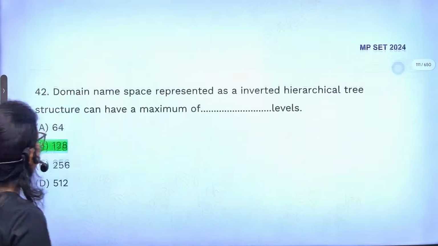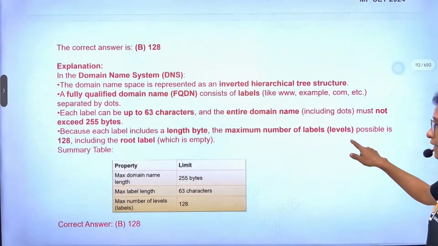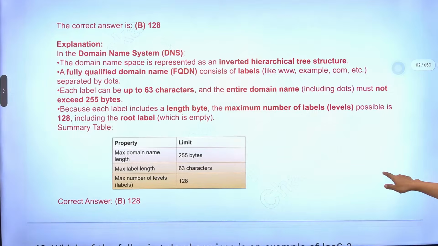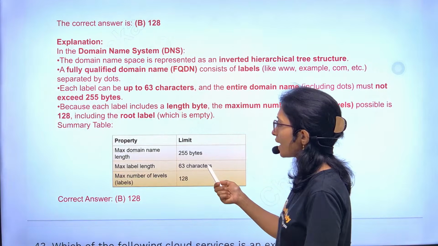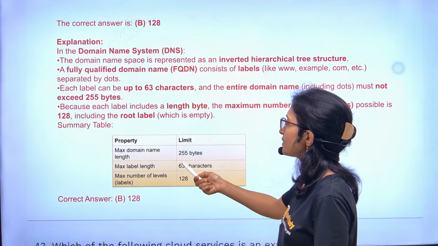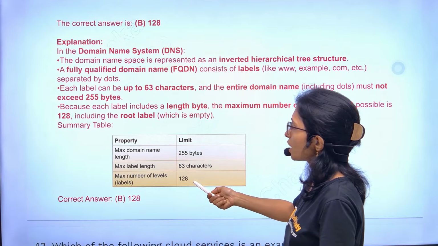Yes, here it can have 128. Why 128? Because the DNS, domain name server, represents the inverted hierarchical tree structure. A fully qualified domain name, that is FQDN, consists of labels like www.example.com. So you can see here the maximum domain limit is 255 bytes, the maximum label length is 63 characters, and the maximum number of labels is 128.